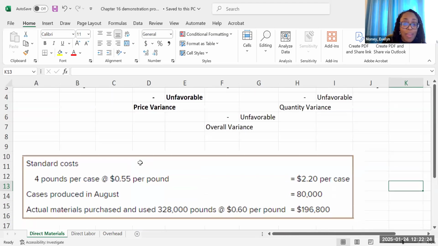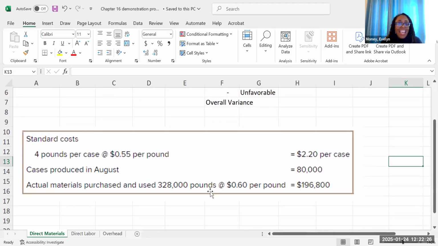So we have this problem, and in this problem, we don't even get any words. I don't know what we're producing. Maybe we're making golf clubs. Who knows? But I have my standard cost. This information is given. It's been developed by the company's engineers. And I know that it takes 4 pounds per case. So whatever it is, I'm selling it in cases. I don't know, maybe it's lemonade. Who knows? 4 pounds of material is required to make 1 case or 1 unit.